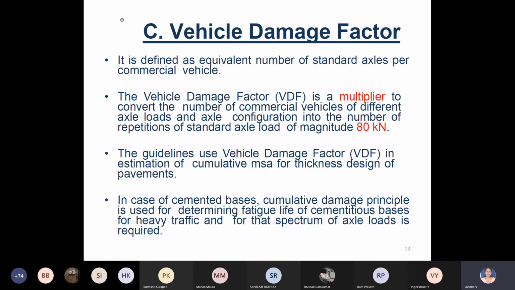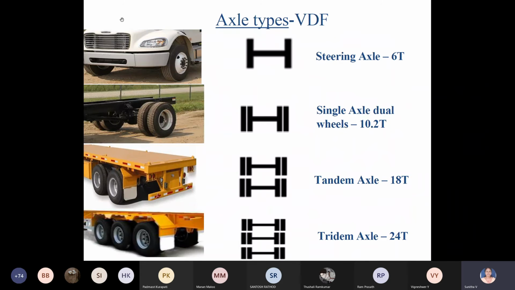In case of cemented base, the cumulative damage principle is used for determining the fatigue life. I'll tell you this if you have cemented base. So vehicle type, you have steering axle. If you have different axles like steering and the back axle, they should be taken separately. It's not like a truck where you take those three axles together. It is taken separately. So you have single axle with single wheel, single axle dual, tandem, tridem, etc.